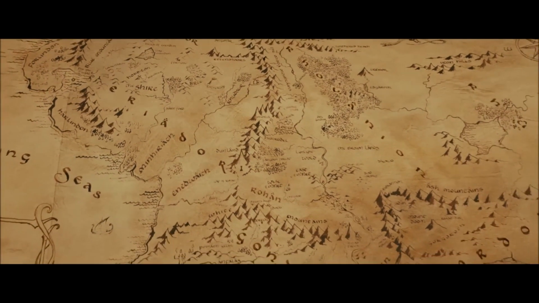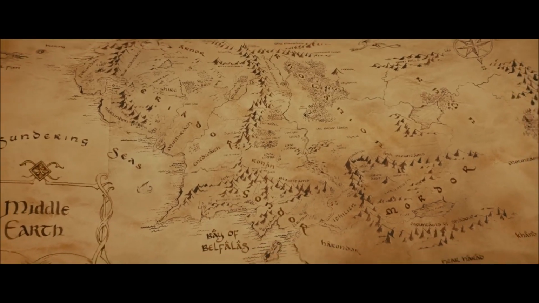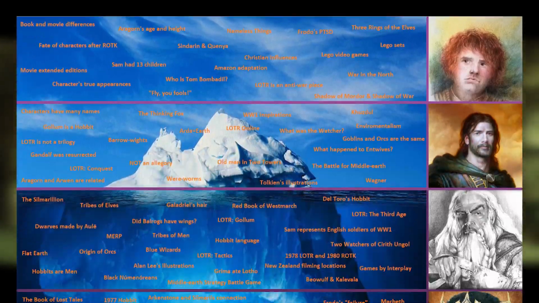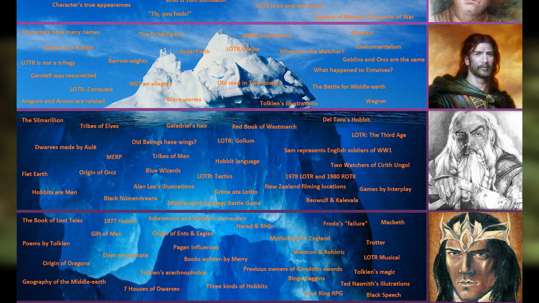Hello everyone and welcome back to another installment of the Lord of the Rings Iceberg. Today we'll be focusing on Tier 3. This is where we really plunge down into the waters of the iceberg. I always like to think of the third layer as where most of the meat of the iceberg really is, since this is stuff that not many people know and the topics become a bit more philosophical.